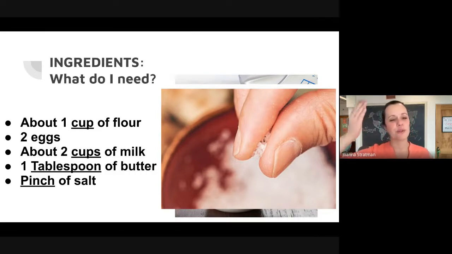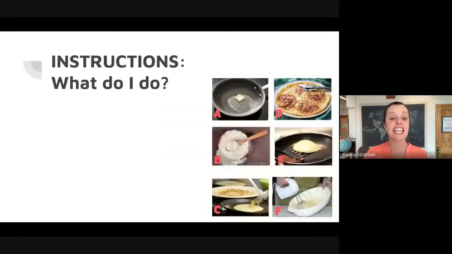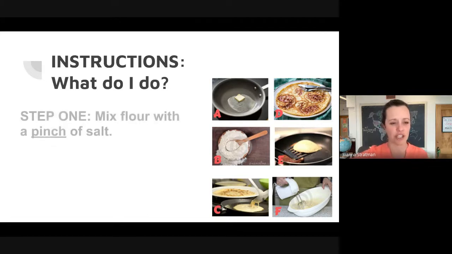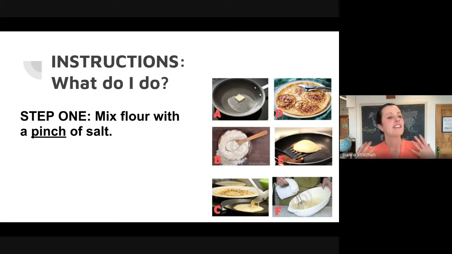Okay, my friends, so these are the ingredients. Now let's discuss the instructions. The instructions mean, what do I do? So for the first step in the instructions, I need to mix flour with a pinch of salt. Step 1 is mix flour with a pinch of salt.